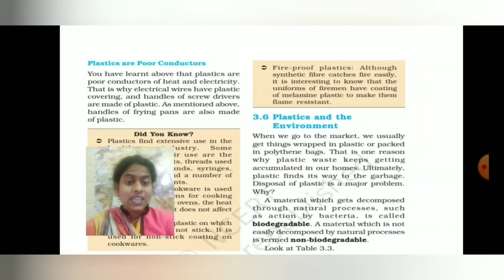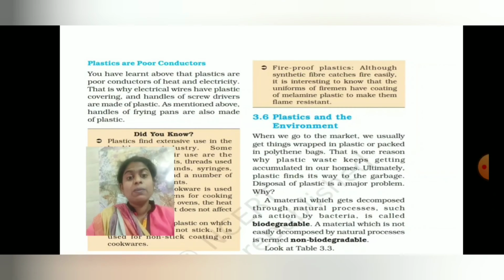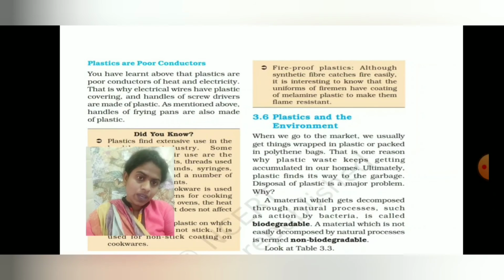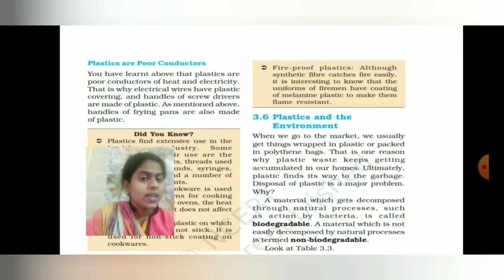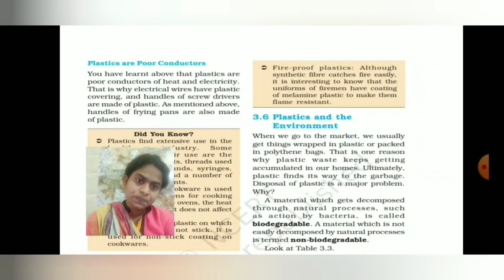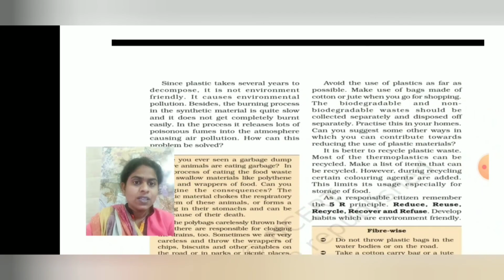So plastic is what kind of material? It is non-biodegradable. Even if it is kept for thousands or millions of years, it remains the same. It can never be decomposed by the microorganisms. Okay, so such type of substances are called non-biodegradable substances. Okay, so this is how plastic is creating a problem in our environment.